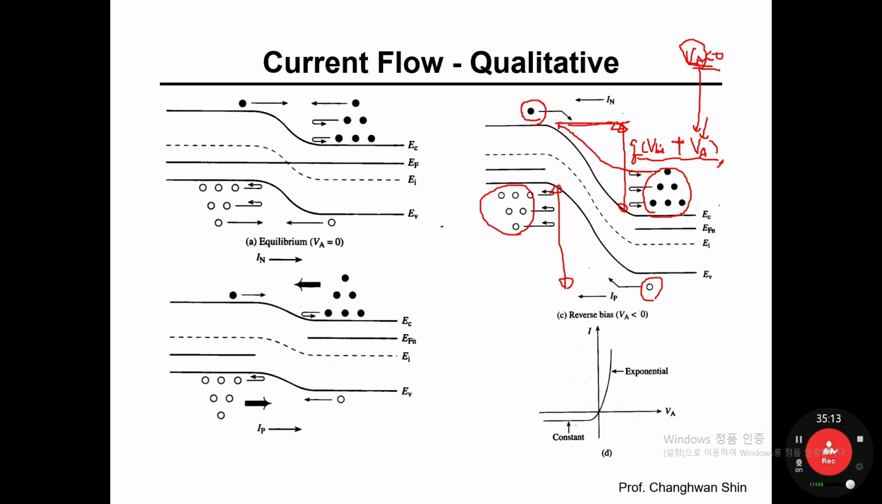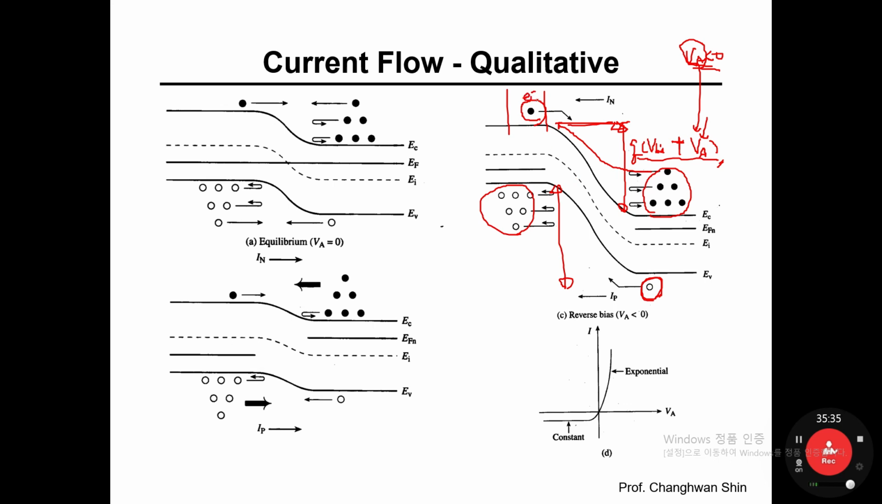In other words, the electrons and holes, minority carriers in the p side and minority carriers in the n side, would contribute to a very tiny amount of current flow under reverse bias. So let's take a look at how those carriers can move into the other side in the PN diode.